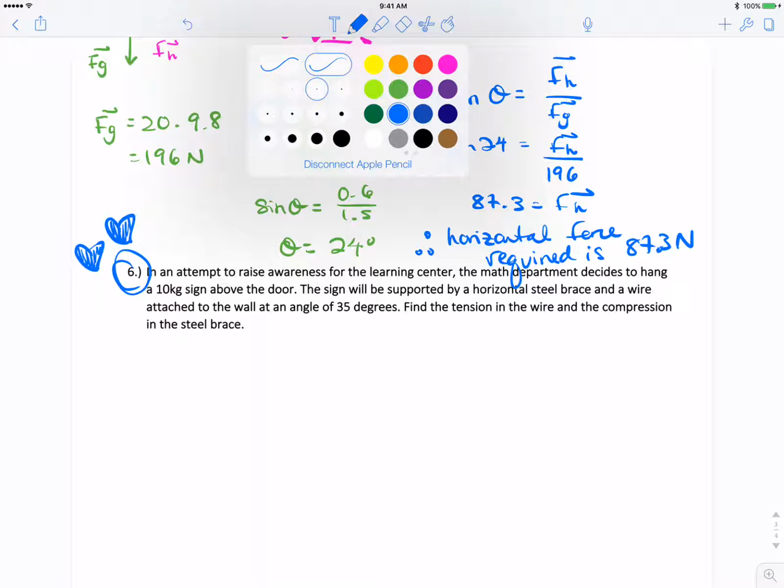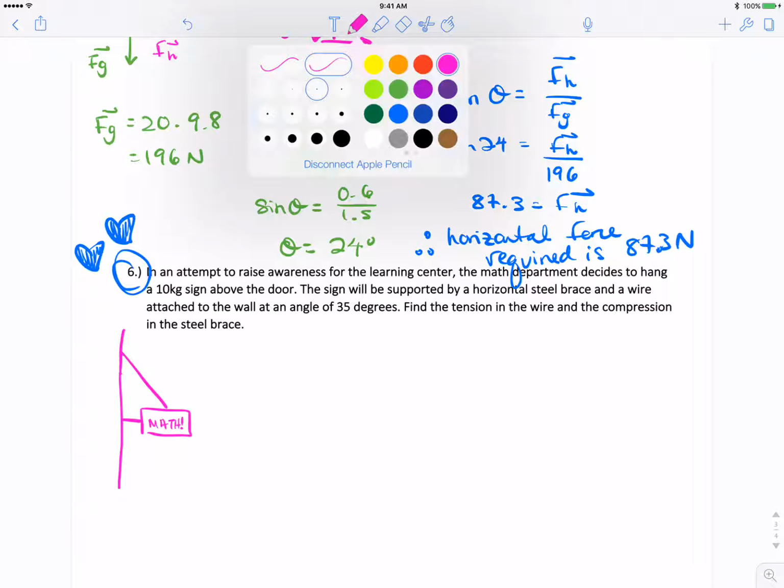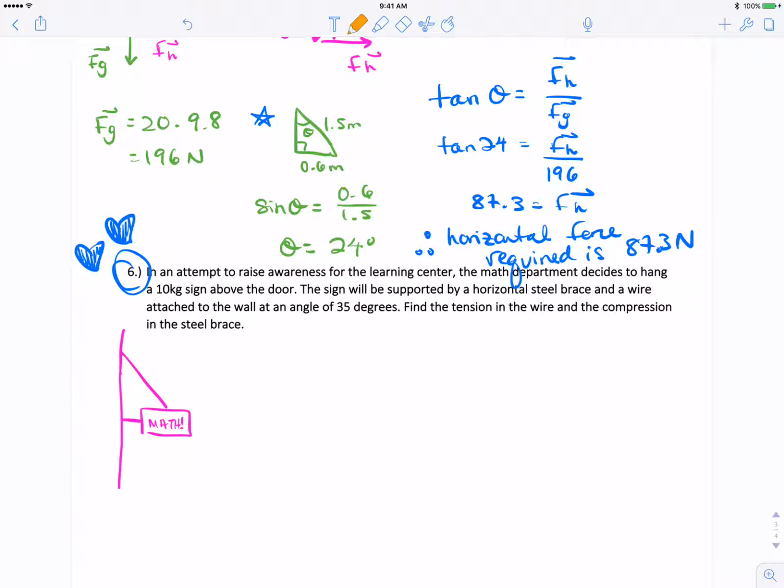In an attempt to raise awareness for the Math Learning Center, the math department decides to hang a 10-kilogram sign above a door. The sign is going to be supported by a horizontal steel brace and a wire attached to the wall. So I start with the wall. Now, my sign, here's my math sign. It doesn't matter where you attach it, but it's attached to the wall, and at the wall it has an angle of 35 degrees.